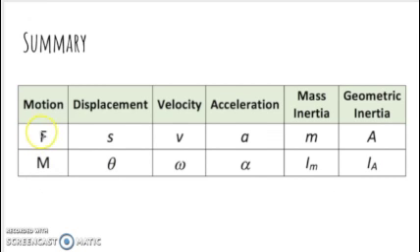So the first row deals with translational motion, and the second row is for rotational motion. We see that force is analogous to the moment. Translational displacement is analogous to angular displacement, and similarly, mass in translation is equivalent to mass moment of inertia in rotation, and area in translation is analogous to area moment of inertia in rotation.